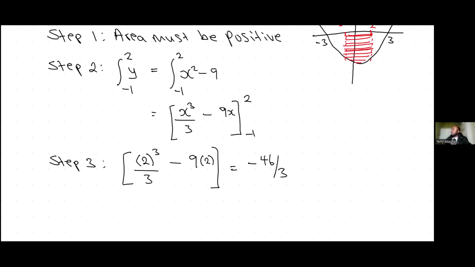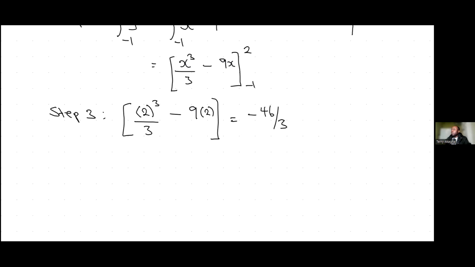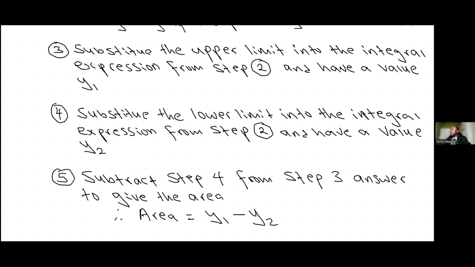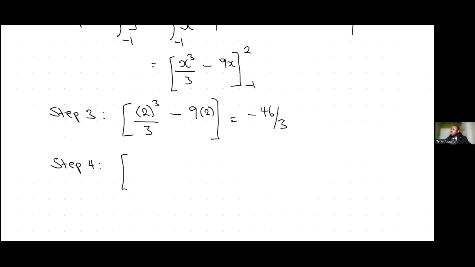Now step 4: you do the same thing, but this time you substitute the lower limit into the expression. The lower limit we have here is minus 1. So it's going to be minus 1 cubed divided by 3, minus 9 times minus 1. And when you solve this, it will give you 26 divided by 3.